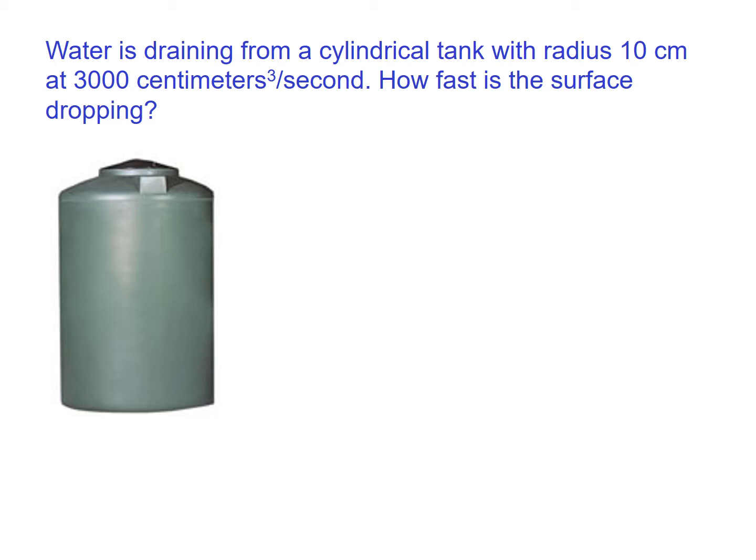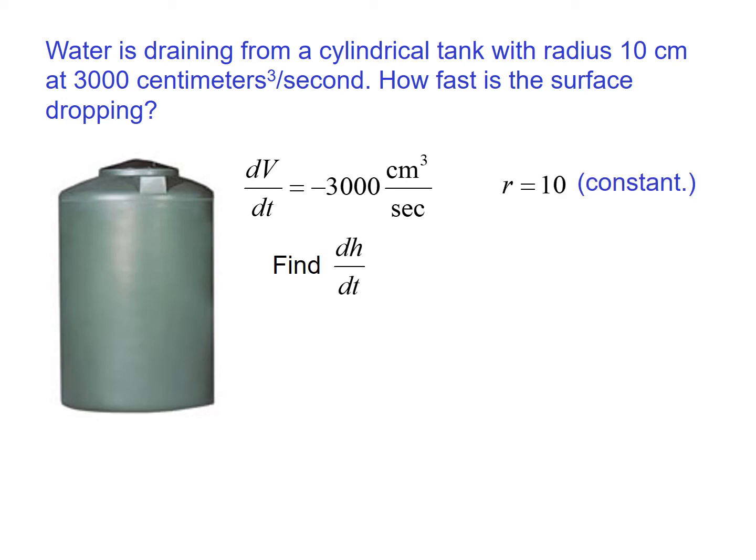Okay, we have water draining from a cylindrical tank. It has a radius of 10 centimeters. So since this tank is a cylinder, that radius remains constant. The volume is changing at a rate of 3,000 cubic centimeters per second. We want to know how fast the surface is dropping. So how fast is the height of that water in that tank dropping? So dV/dt, that's the rate of change of the volume. It's decreasing, so it's negative 3,000 cubic centimeters per second. R equals 10, that's constant. And we're trying to find the rate of change of the height, so dh/dt.